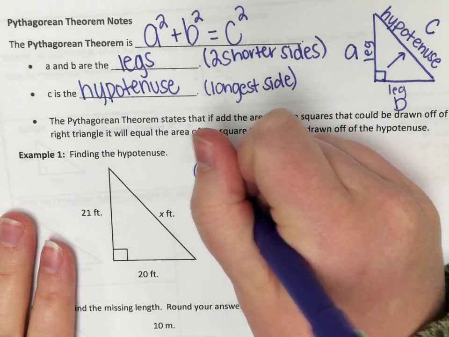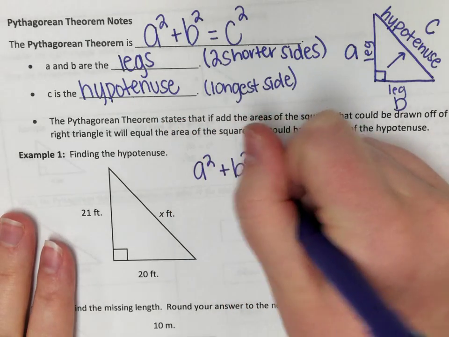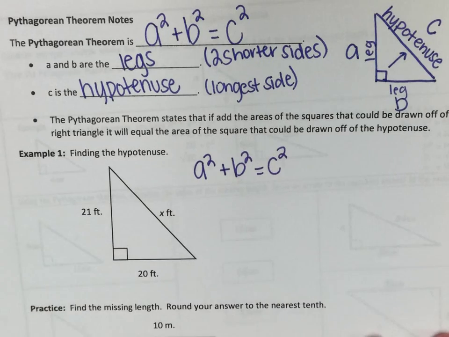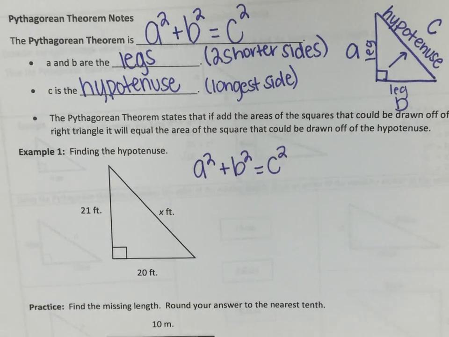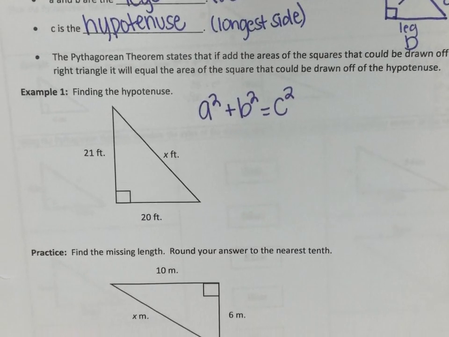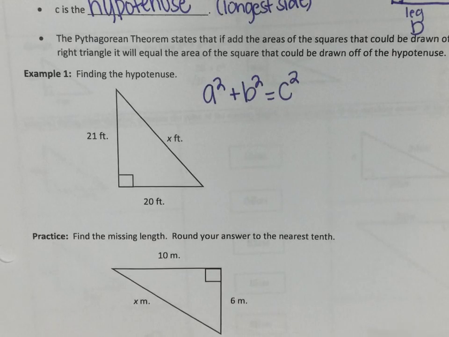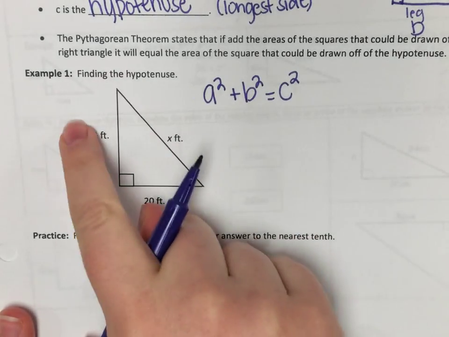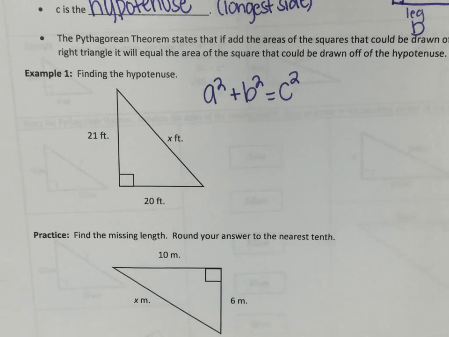So we're always going to start with that. A squared plus B squared equals C squared, because I want to know what I'm having to use to find this. Okay? After I write down my formula, I want to label my sides. Okay? Which one's going to be A?